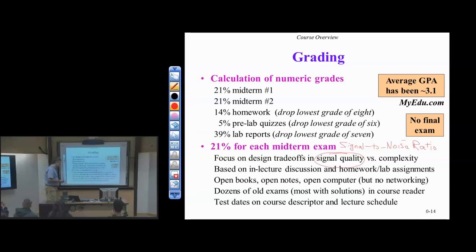Test dates are on the course descriptor and the lecture schedule, which I'll show you in a second. The test dates are going to be, listen very carefully, Friday, March 7th. It's a very important day, not just in this class, but for other plans you may have for this semester. And why is that? It's the Friday before spring break. So plan accordingly.